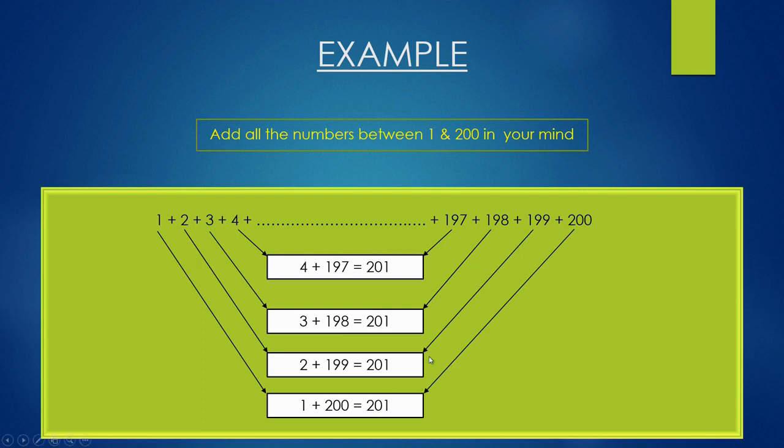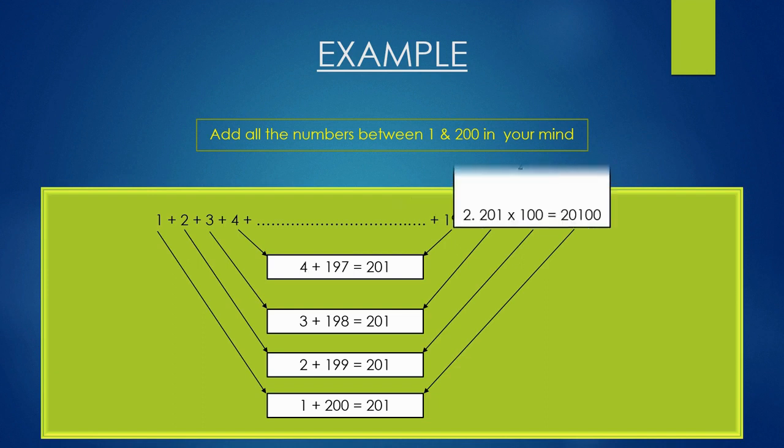Now count how many numbers we have added till now. 1, 2, 3, 4, 5, 6, 7, and 8. So total of 8 numbers. So 8 numbers, and now let's count the number of boxes. 1, 2, 3, 4. So we have added 8 numbers in just 4 steps, that is half the number of steps.